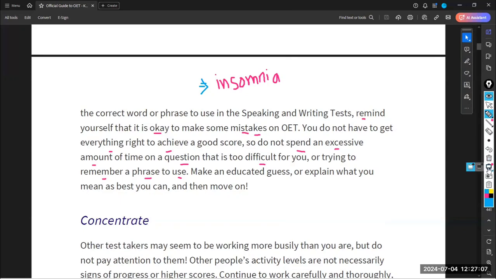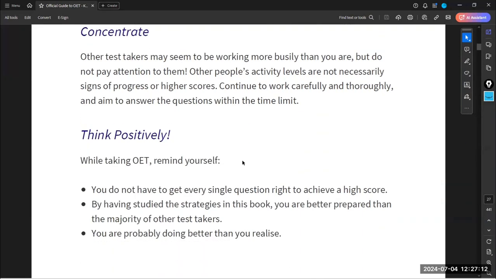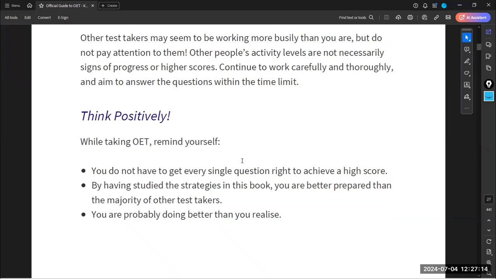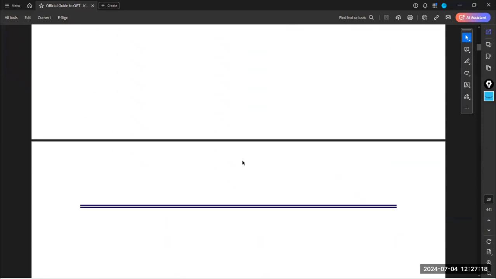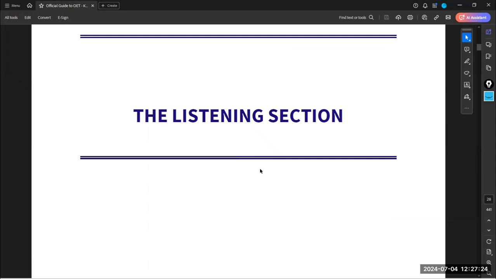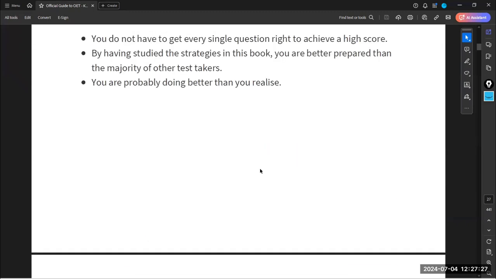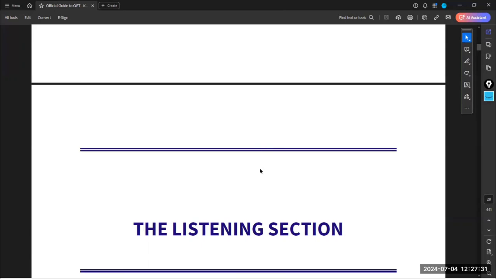Okay, so let me scroll down. I don't want to lose all the time trying to explain something which is not important. Absolutely, you have to be positive in answering the OET exam. So this is, let me say, the general overview about the OET exam, the background about this exam.